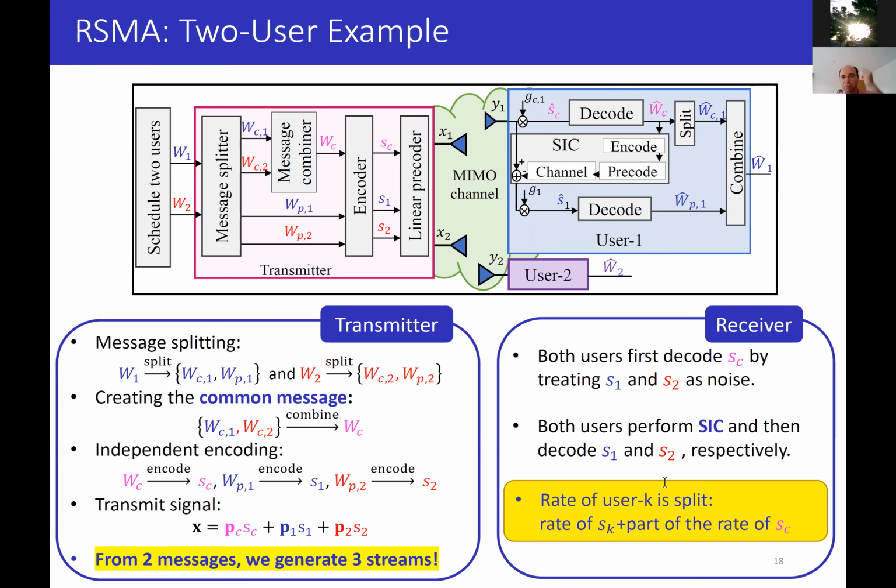This is called rate splitting because the rate of a given user has now been split. Part of the rate of user 1 comes from the rate of S1, and the other part comes from a portion of the rate of SC that relates to WC1. So a portion of SC carries WC1, and so a portion of the rate of SC will contribute to the rate of user 1.